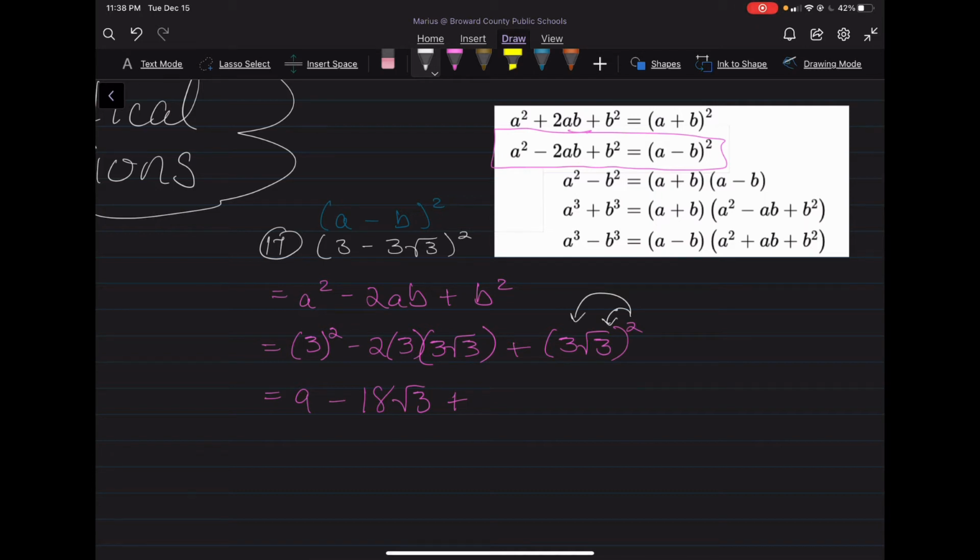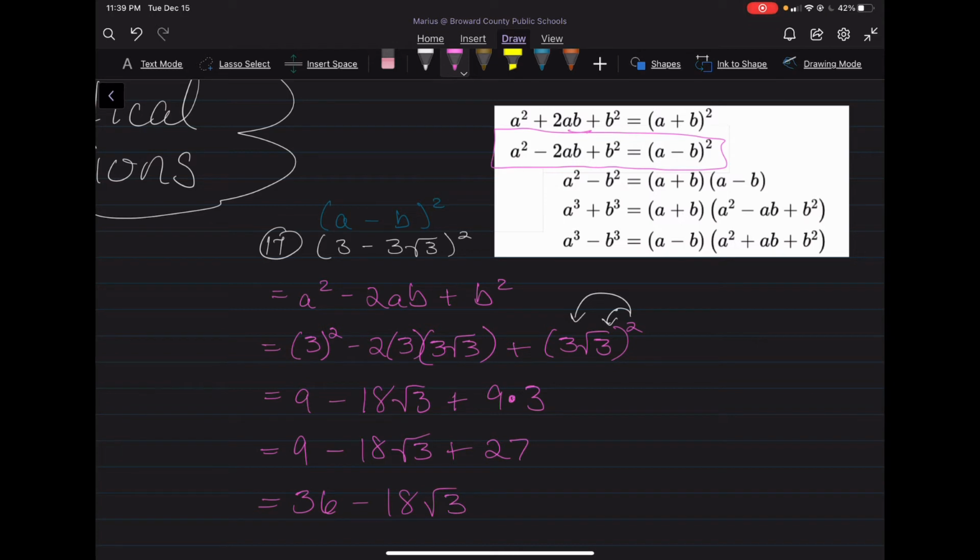So it's going to be 3 squared, and 3 squared is 9, times the square root of 3 squared. Well, when you square a radical, you're just left with the number, so that's just going to be times 3. Continue simplifying, that's 9 minus 18 square root 3 plus 27. Simplify that, that's going to become 36 minus 18 square root 3.